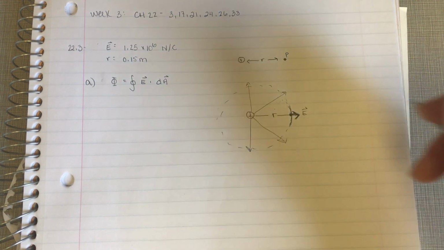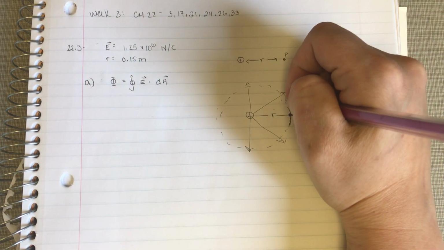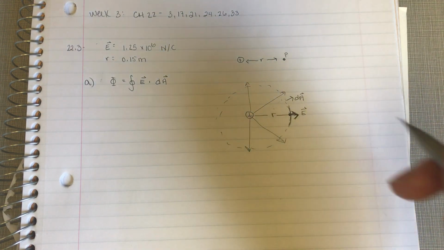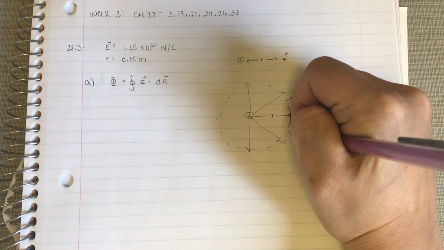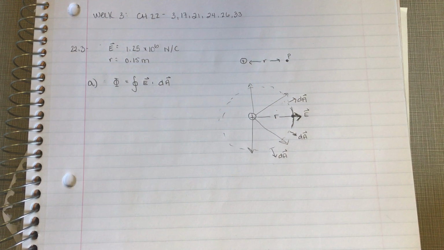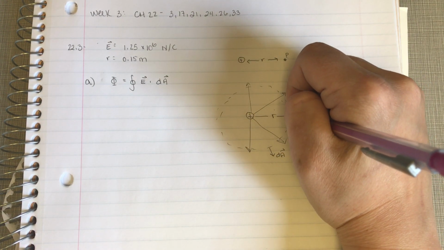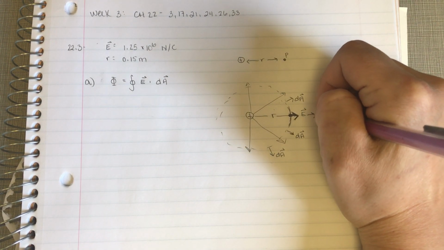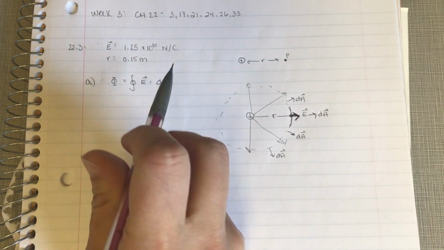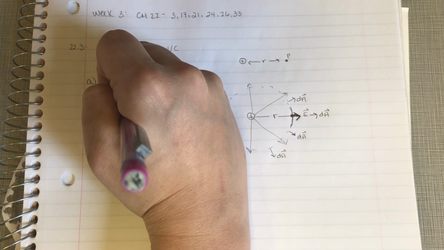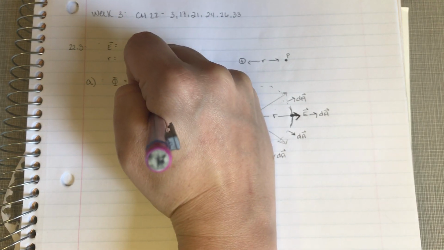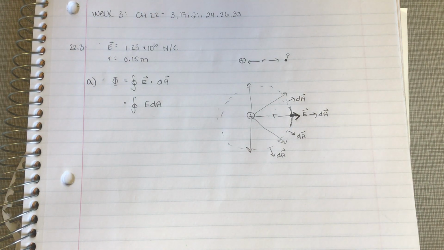My dA vector also always comes out normal to the surface. For a sphere, our dA vector also comes radially outward. So at this particular point, E and dA are parallel to each other. When two vectors are parallel, their dot product just turns into the multiplication of their magnitudes. That's the way that works.